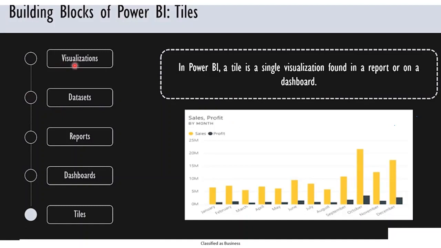Visualization, we can provide some visuals. Data set: once we pull the data, whether it is a small amount of information or a large one, we can call it a data set. On top of it, we are going to build the reports in the desktop. And finally, we will prepare a dashboard on it. Each and every visual, each and every chart, we can pin, and that we call a tile, a single visual. These are the building blocks of Power BI.